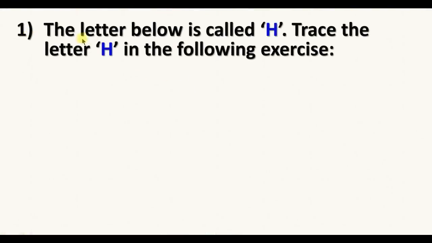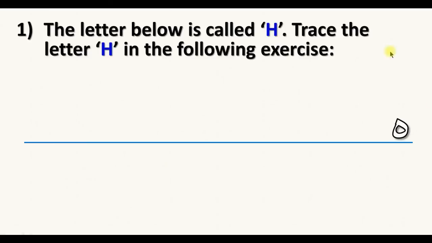For number 1, the letter below is called H. Trace the letter H in the following exercise. Here you have a new letter, H. You will notice that it looks like a circle, but with a little point at the top. Here is where you start writing the letter H. You start from here, and you go down in a clockwise direction. And then you go up until you arrive at the place where you start.